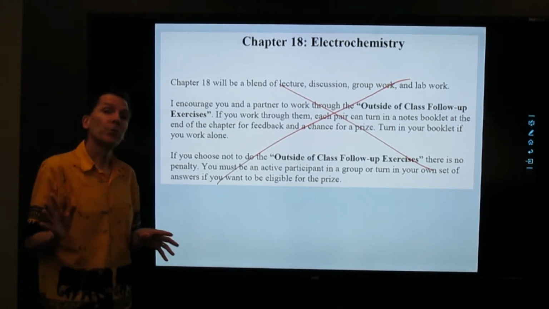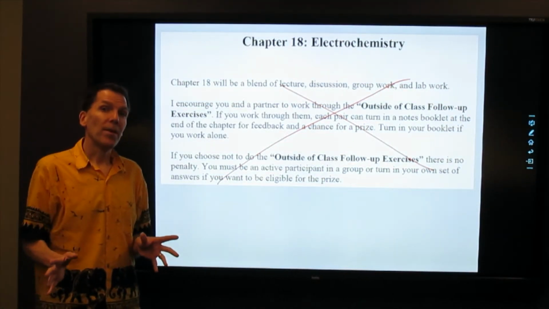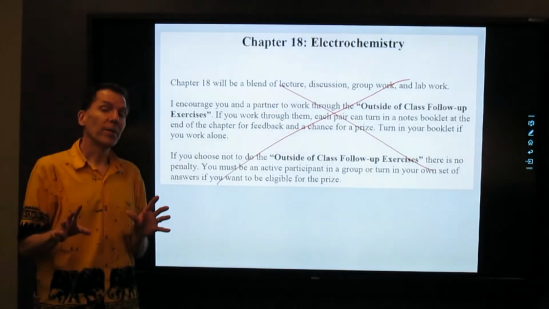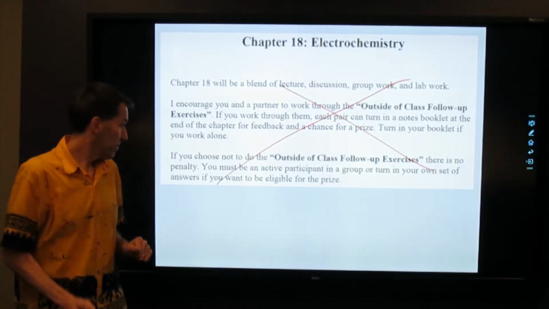The other thing you'll see as we go through this chapter is that I've modified the material somewhat to streamline it, make it more straightforward, simplify it, and shorten it.